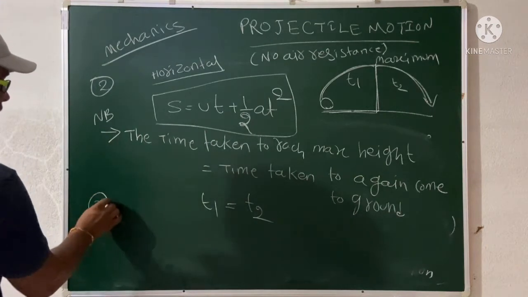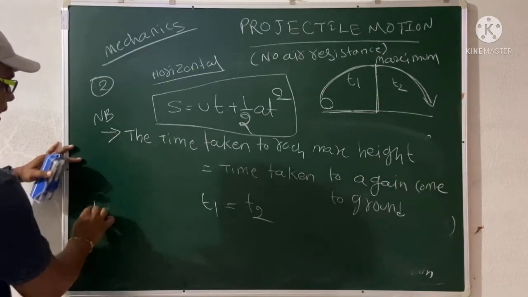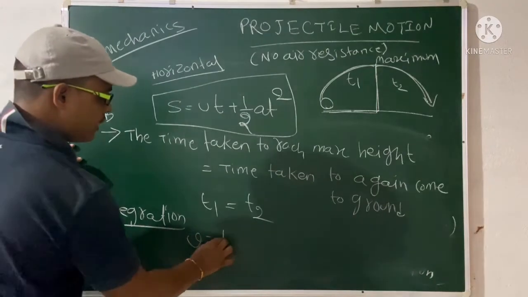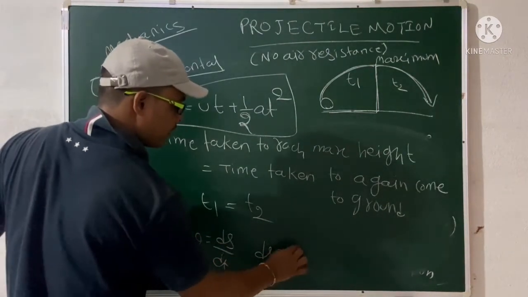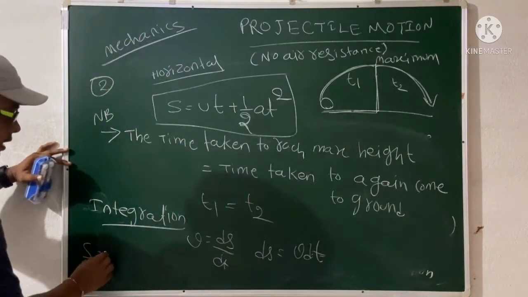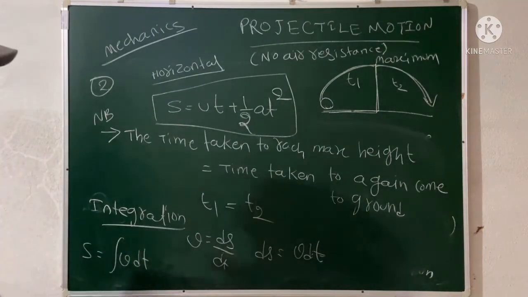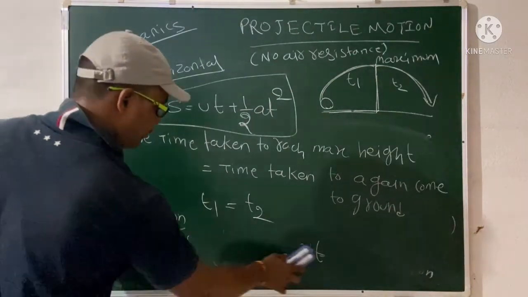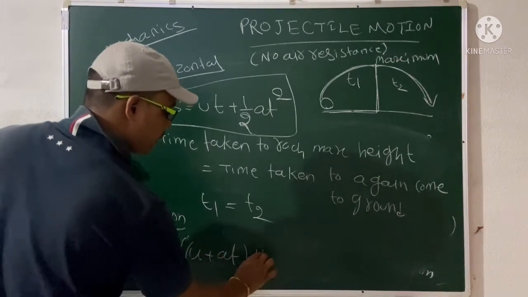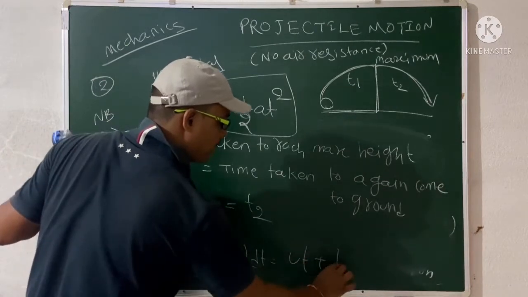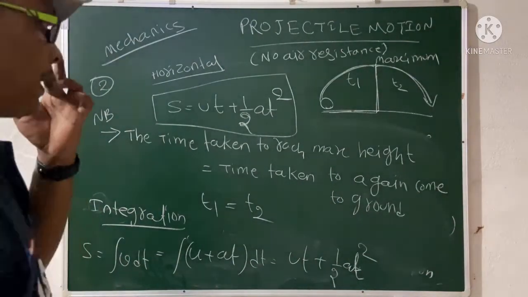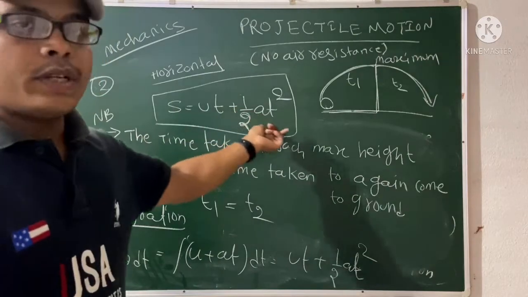Then what is the third? If you look at integration also, what does integration say? Velocity equals ds by dt, so ds equals v dt. So s is the integration of v dt. And v is u plus at, so s equals the integration of (u plus at) dt. If you integrate this, it becomes ut plus half at square. So using integration we can also find the second mechanics formula, s equals ut plus half at square.